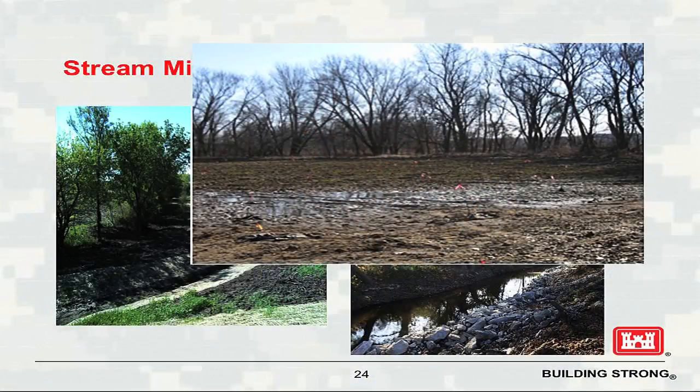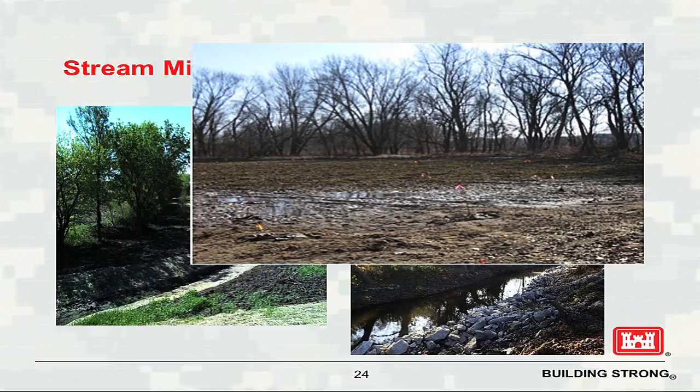In this scenario up here, they're not doing any work in the stream. They're actually just expanding the existing riparian corridor. Each one of these flags here is a bare root sapling that they planted. And they're just extending out that corridor, and they can get some stream credit generated for doing that kind of activity.